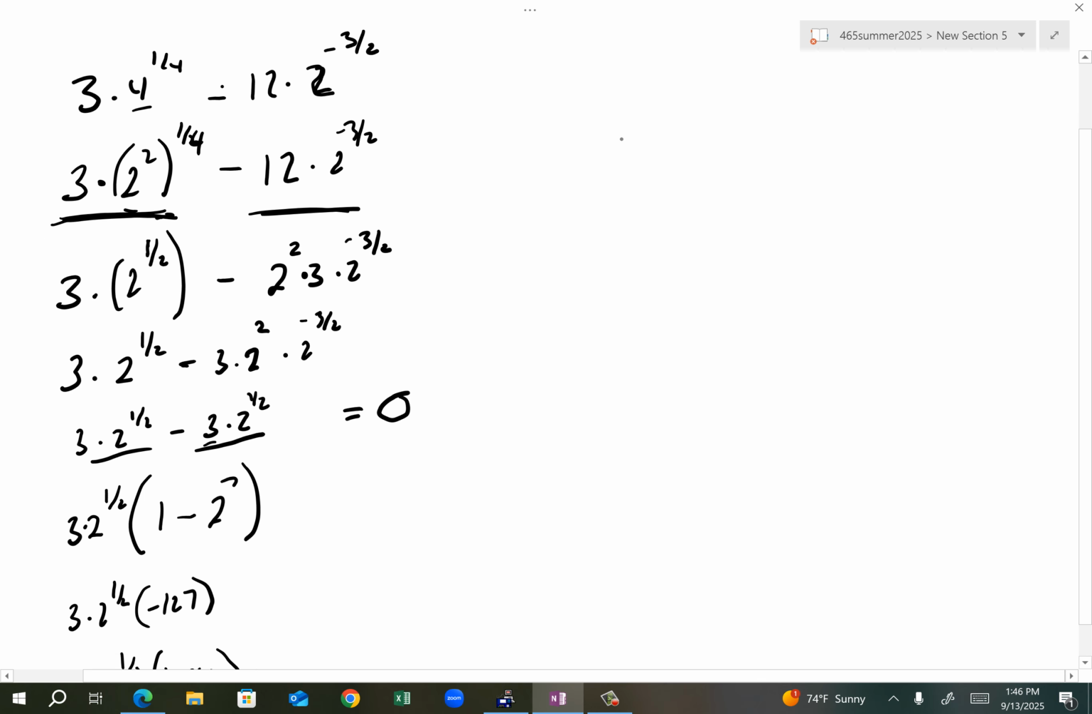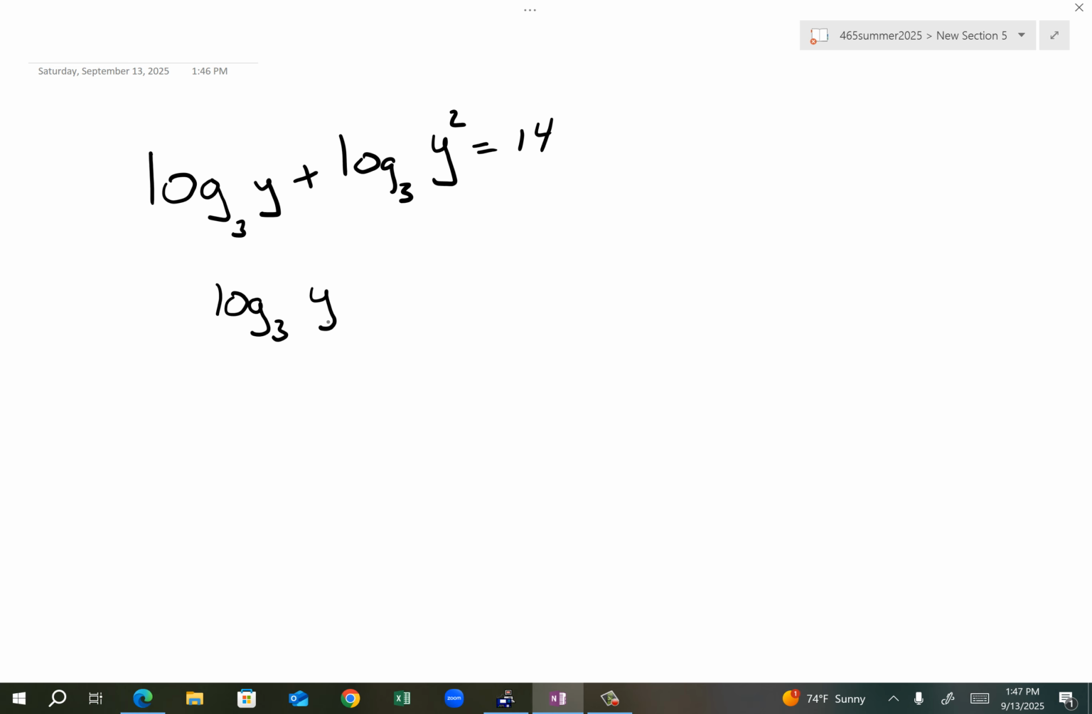Okay, here's another one that you might see. Just pay attention. Don't screw stupid things up. The log base 3 of y plus the log base 3 of y squared is equal to 14. Now what Mr. Groom sees here is we're adding, which means I could rewrite that as the log base 3 of y cubed is equal to 14.